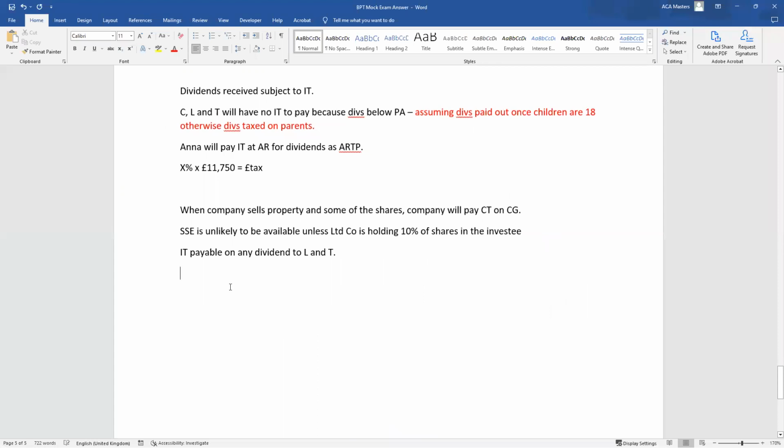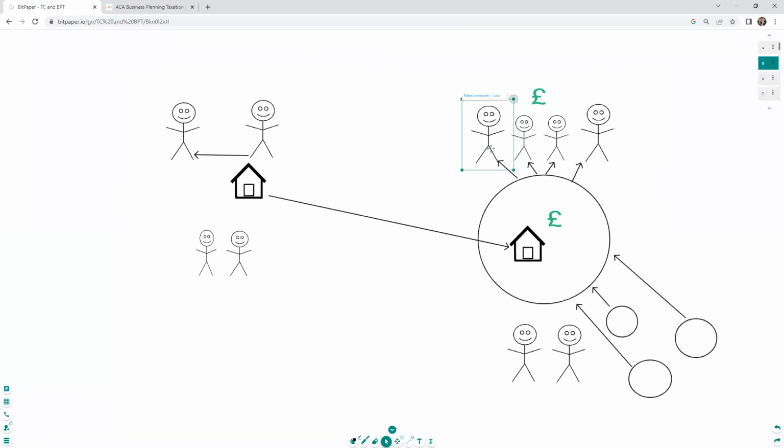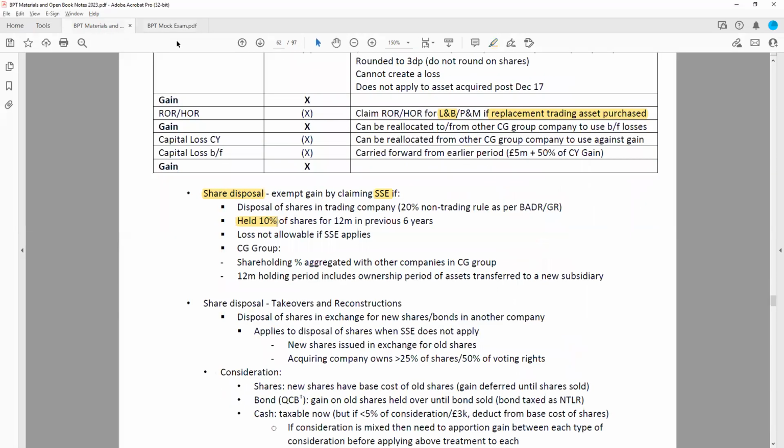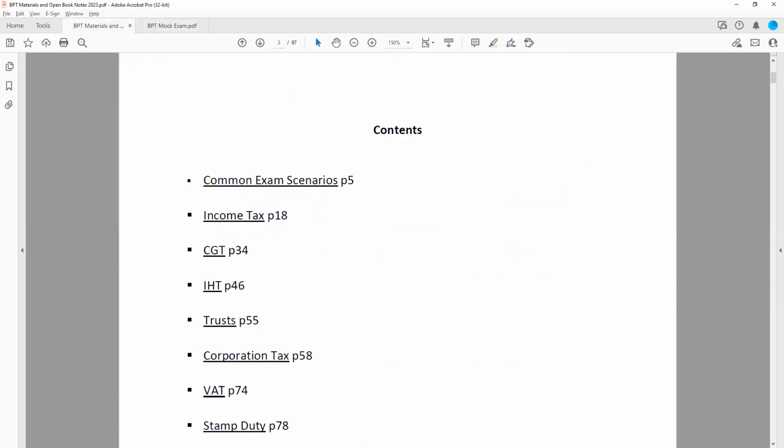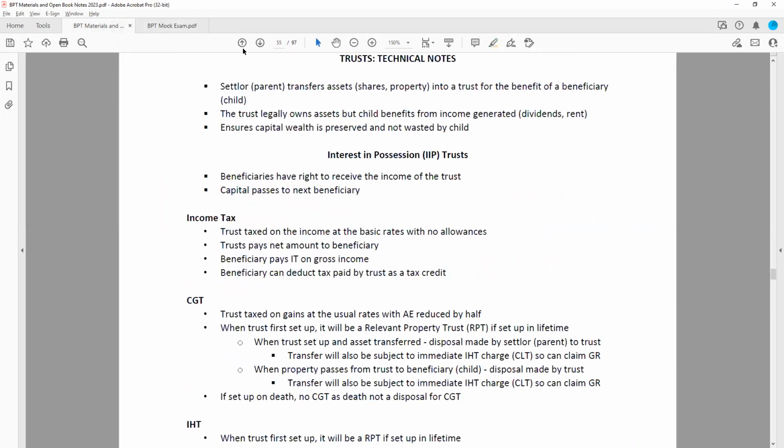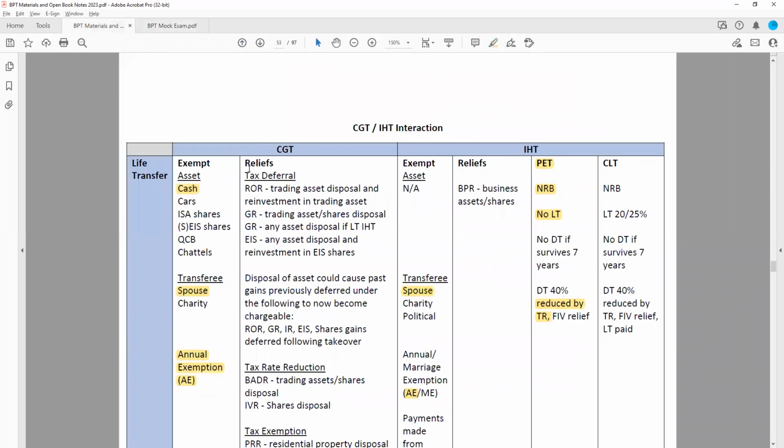So again, we've got this situation where you've got an individual who's got an asset. The parents each have shares in this company and they want to transfer them to the children. And the question is, do we transfer them in life or do we transfer them on death? Very common BPT exam question, this. So let's think back to our CGT and our IHT matrix.